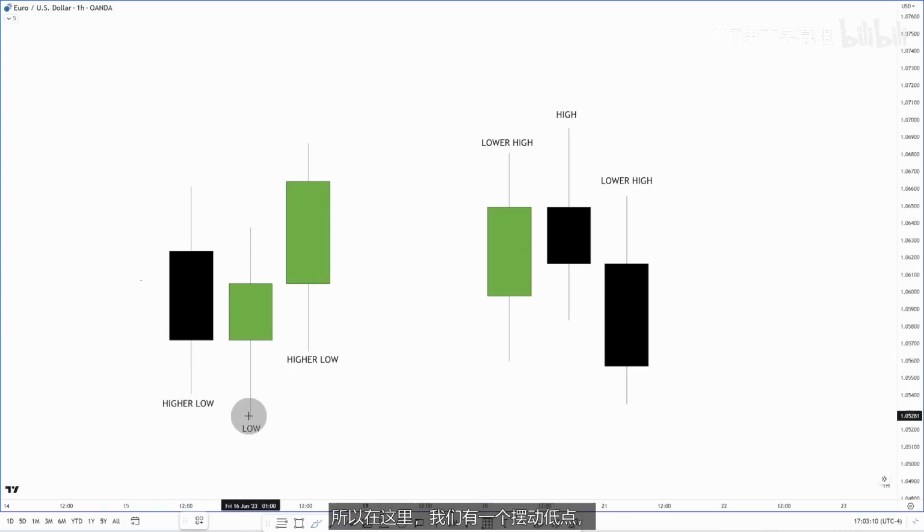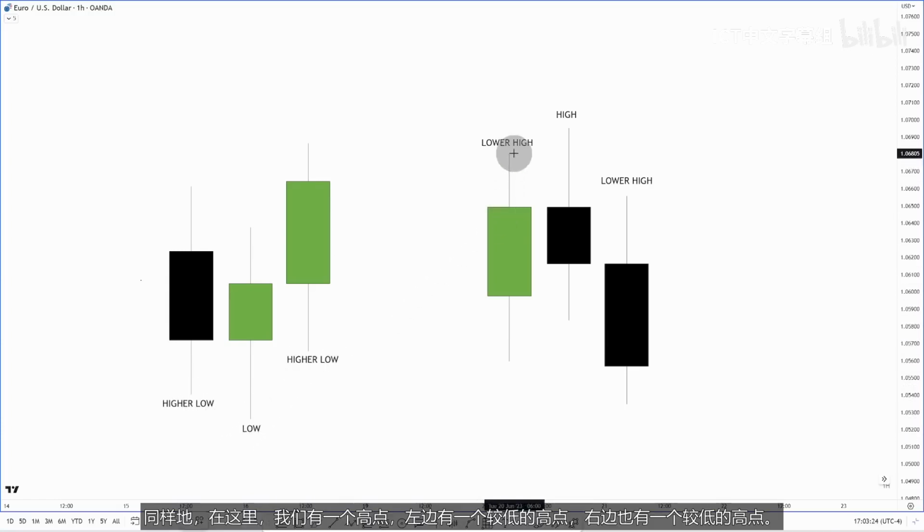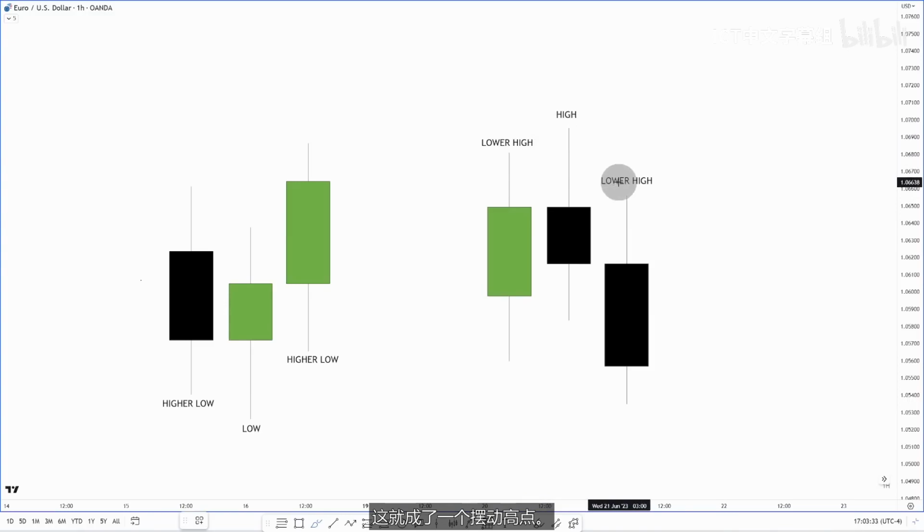So over here, we have a swing low, and how do we determine if we have a swing low? Well, we have a low right here with a higher low to the left and a higher low to the right, and that makes this a swing low. Similarly, over here, we have a high with a lower high on the left and a lower high on the right. That makes this a swing high.